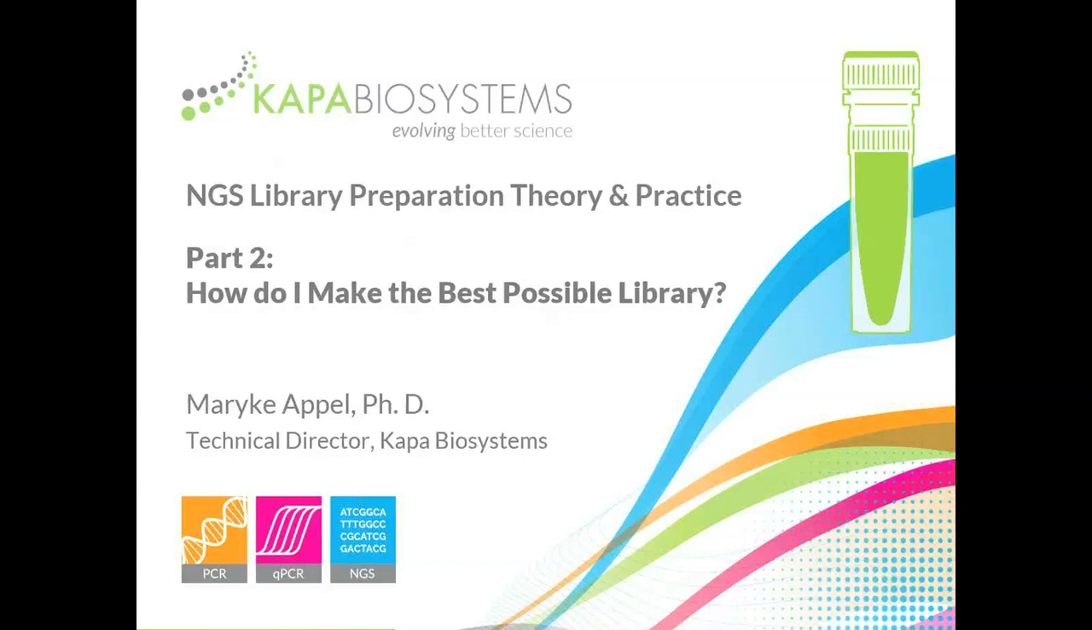This presentation is part two of our series on NGS library preparation theory and practice. In part one, we spent some time answering the question of what the objectives of library construction are. To summarize, we concluded that on a physical or practical level, it's about fragmenting DNA and adding adapter sequences. On a philosophical level, it's about making the library that gives you the highest and most even coverage, or number of overlapping unique fragments, for every position that you're interested in sequencing.